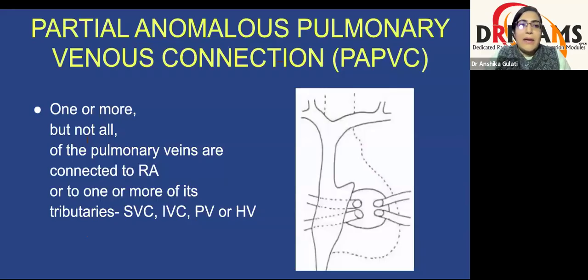Second in this category is partial anomalous pulmonary venous connection. We know that there are 4 pulmonary veins that drain into the left atrium. If one or more of these pulmonary veins, but not all of them, drain into the right atrium or any one of its tributaries, then that condition is known as PAPVC.